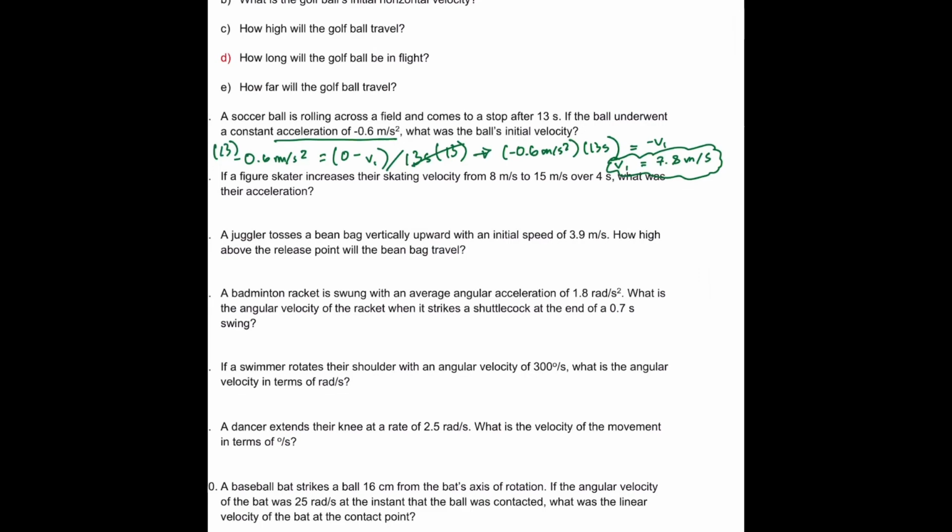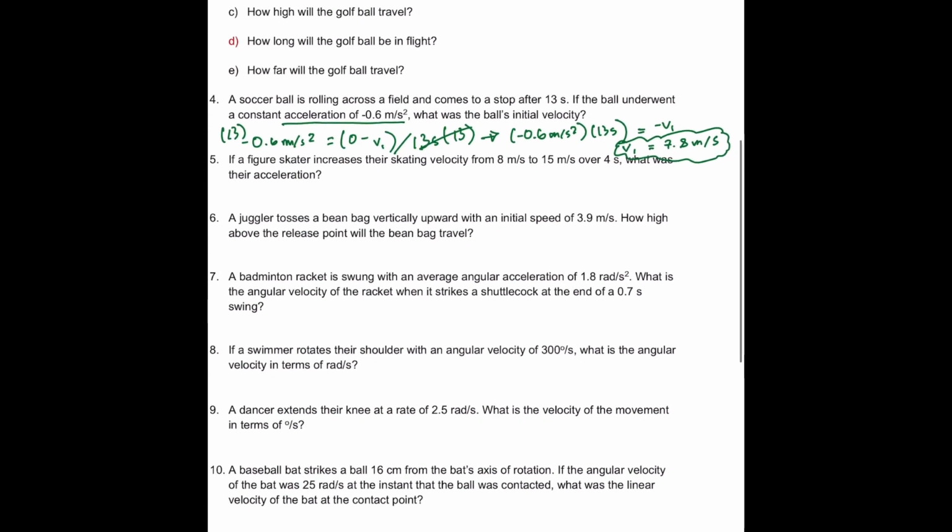So that is the answer for question number 4. Hopefully that made relative sense. So moving forward, question number 5 is asking us: if a figure skater increases their skating velocity from 8 meters per second to 15 meters per second over 4 seconds, what was their acceleration?